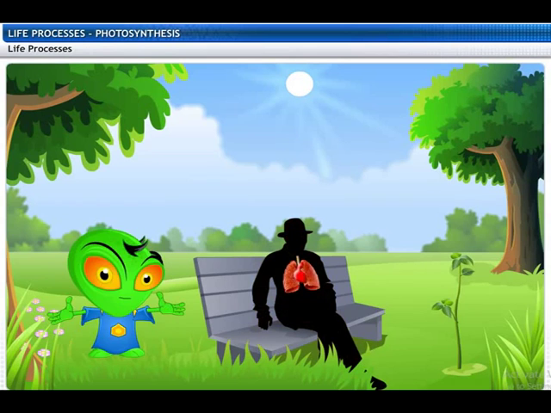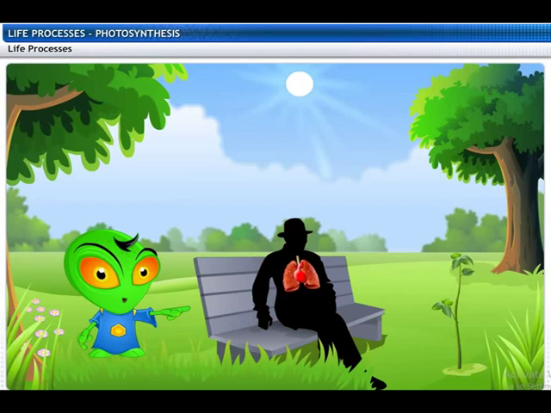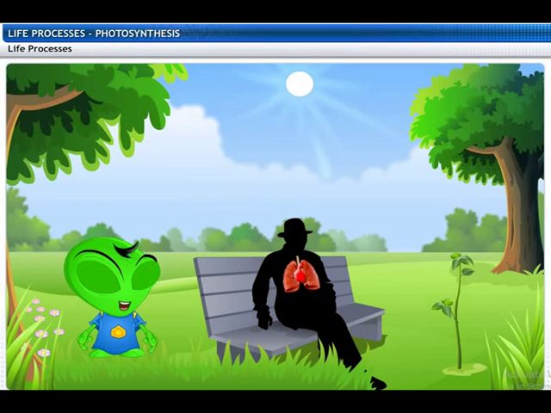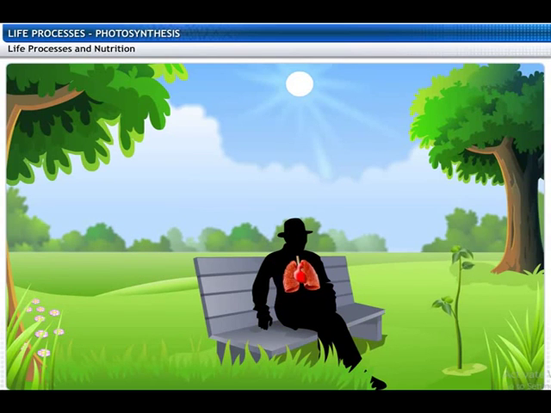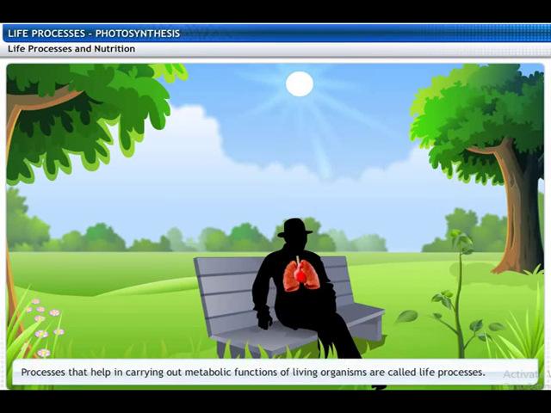I wonder, do the functions of living organisms stop when they are sitting or sleeping? Living organisms perform functions like synthesizing proteins and growing, even while they don't seem to be doing anything specific. The processes that help in carrying out these metabolic functions are collectively called life processes.